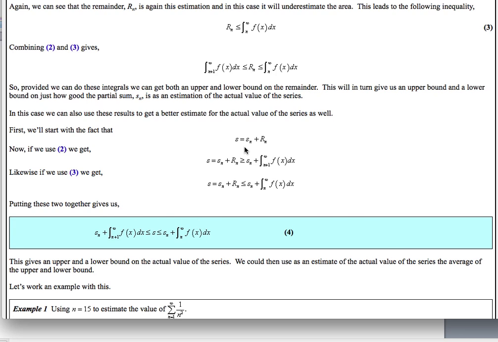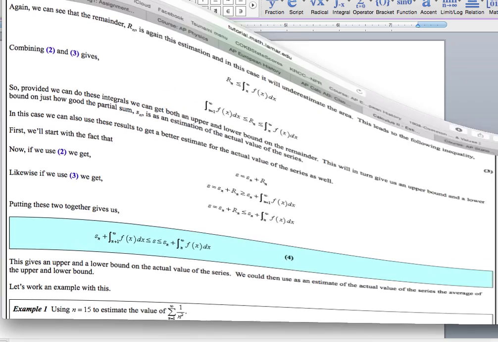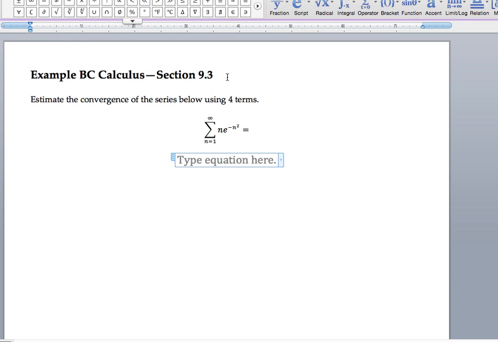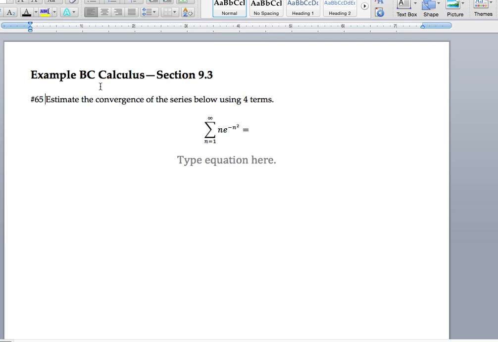So let's go and do one of the examples in your assignment. I think one of the examples is number 65. I guess I'll put that in here, number 65. Number 65 says to estimate the convergence of the series below using 4 terms. So the first thing we want to do is get the first 4 terms, or s sub 4. That's like s sub n, what we were looking at a second ago.